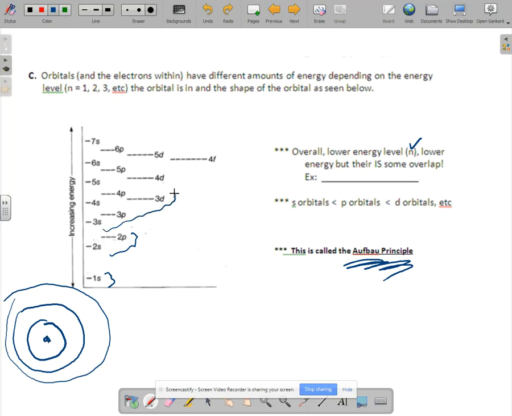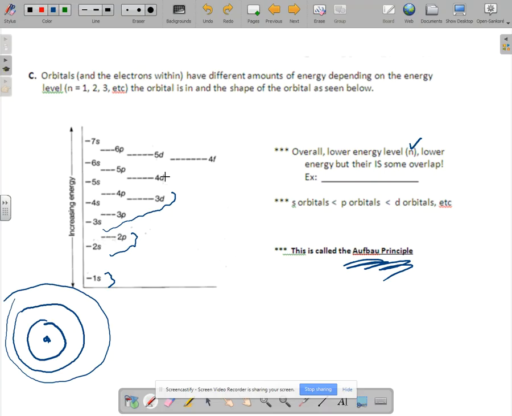So 3s, 3p, 3d. Now you might be seeing a connection here, that if you're in the third energy level, you can have 3 sublevels. 1, 2, 3. If you're in the fourth energy level, you can have 4 sublevels. 4s, 4p, 4d, 4f. And that continues, okay? But what you guys notice is there's some overlap. So here's my third energy level, but all of a sudden the 4s comes in before the 3d.